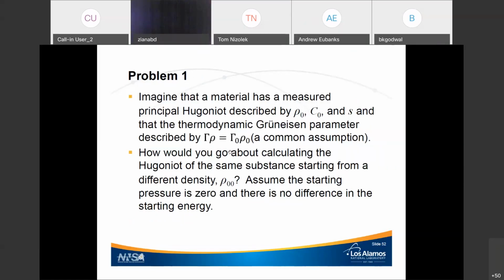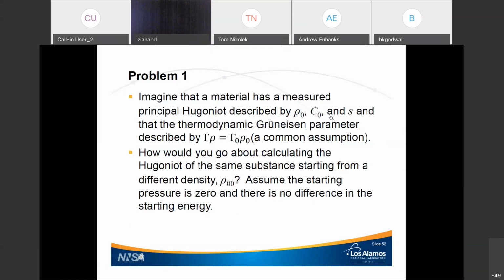How would you go about calculating? So this is talking about the off-Hugoniot states. How would you go about calculating the Hugoniot of that same substance, but from some different density? And assume there's no difference in the starting energy and that the starting pressure is still zero. So the temperature and pressure conditions are the same as this Hugoniot here.